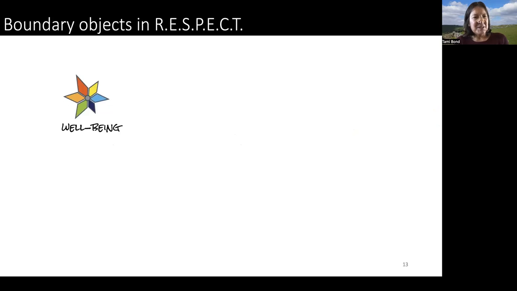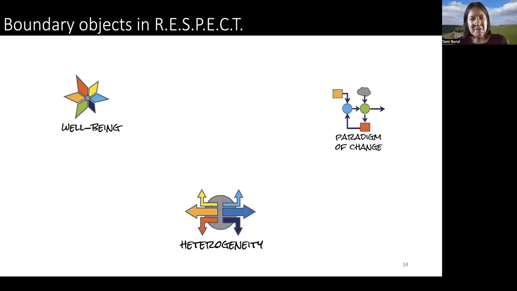So in our project, Respect, one of the key boundary objects is well-being. Well-being is something that we can't define, but we all look in the same direction when we're talking about well-being. It is influential in many domains, and it's going to enable a conversation about what is well-being really. Even if we never define it, we will begin to try to make sense out of it by bringing our different perspectives.